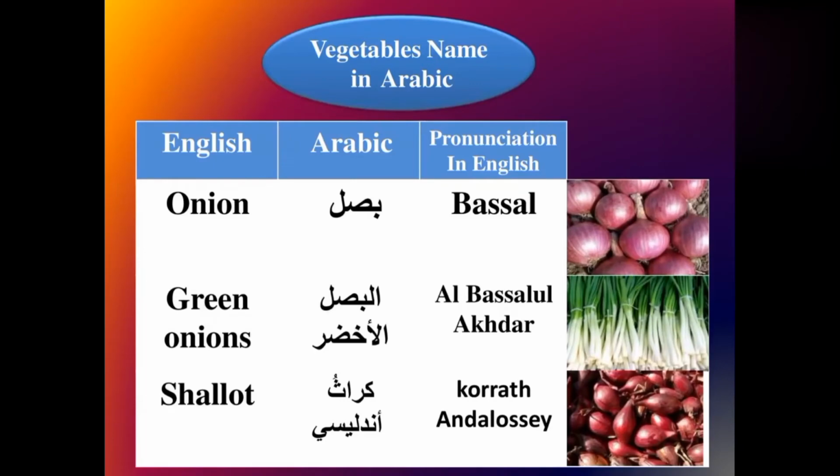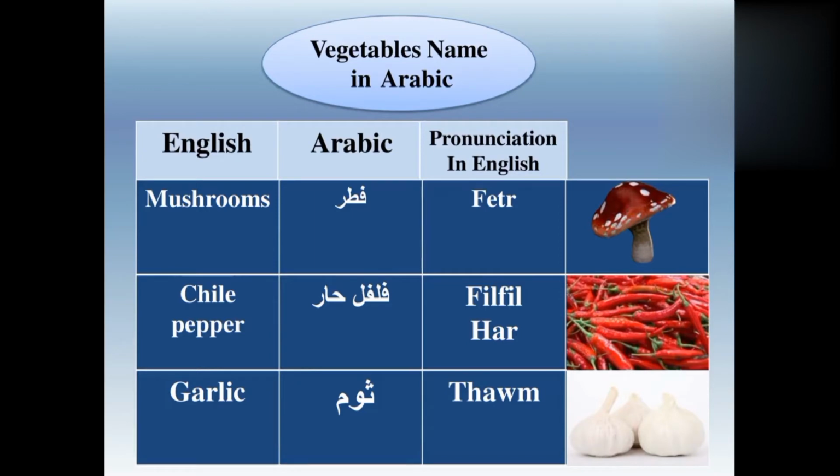Now see onion. For onion we use in Arabic basal. Basal means onion. Now see green onions. For green onions we use in Arabic al-basalul akhdar. Al-basalul akhdar means green onions. Now see shallot. For shallot we use in Arabic kurasu undulusi. Kurasu undulusi means shallot.